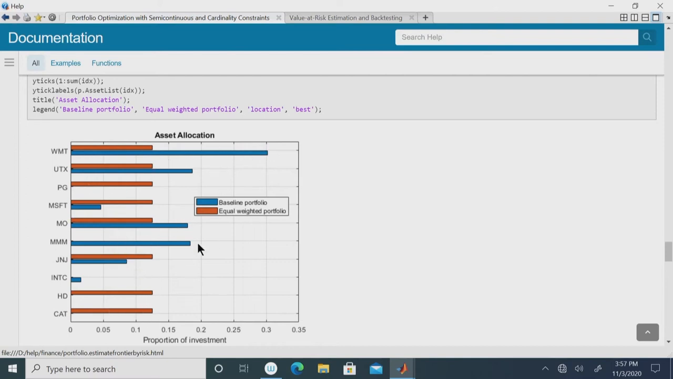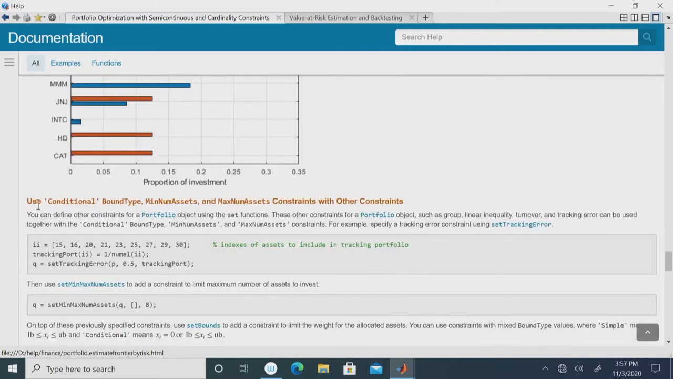So this is going to be the asset allocation in terms of the weights for the baseline portfolio as well as the equal weighted portfolio. Now I just want to talk about this conditional bound type, mean number of assets and max number of assets constraint with other constraints.